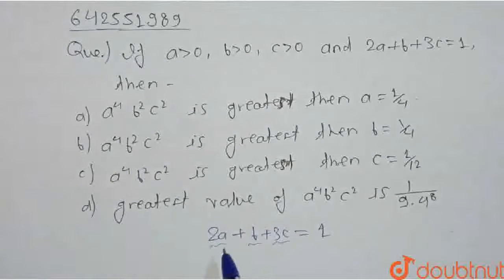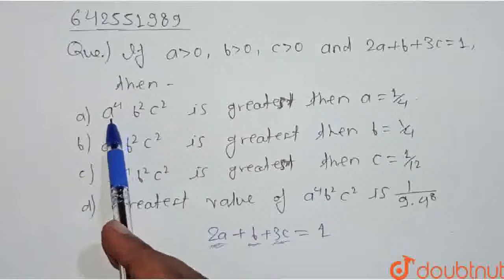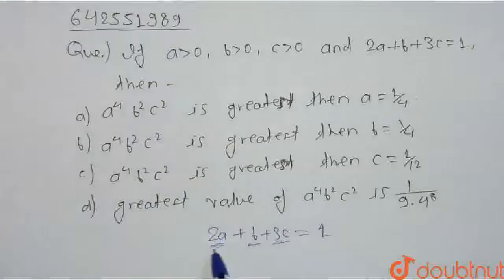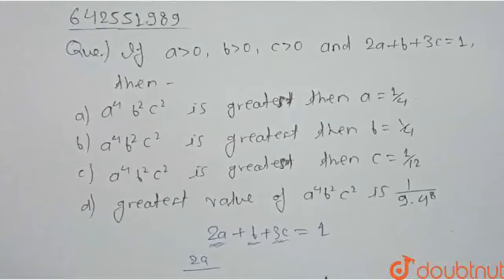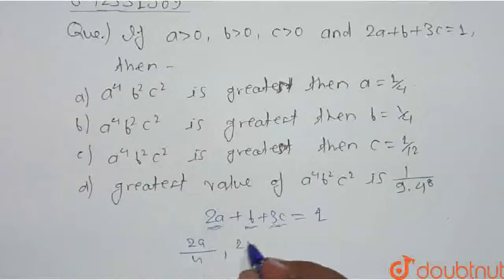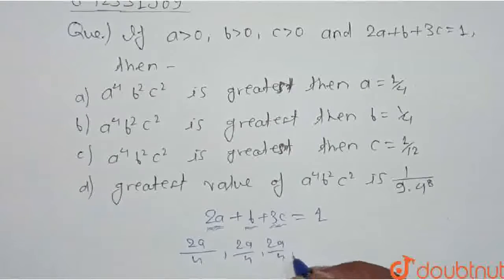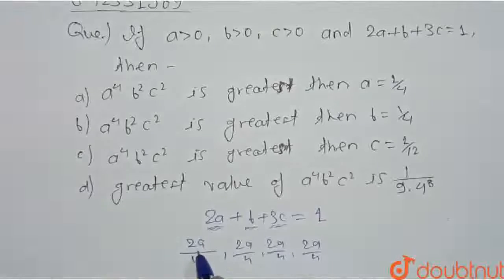So if we want to apply AM-GM through these three terms, that is not sufficient, because if we write AM like this, 2a, b and 3c, and we also write GM for this, then we get 6 into abc, but we don't get the power of a as 4. So we have to split this 2a into 4 terms. For splitting 2a into 4 terms, we can split it like 2a by 4, 2a by 4, 2a by 4 and 2a by 4. Now if we multiply these 4 terms in the GM, we get a to the power 4.